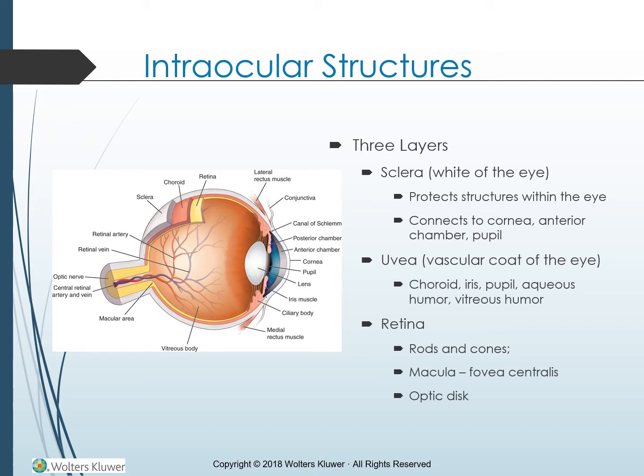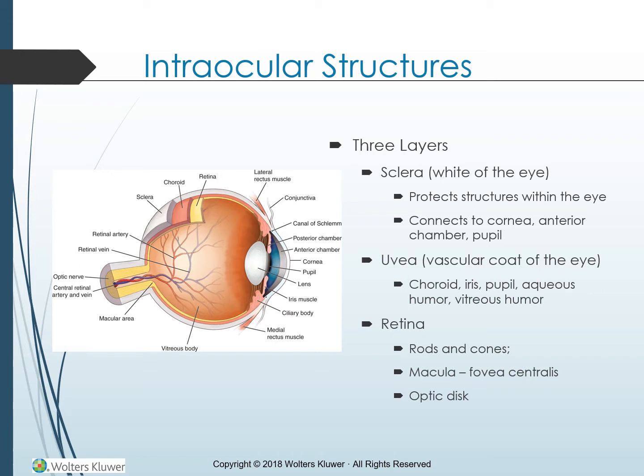Intraocular structures. 3 layers form the intraocular structures. The first layer is the sclera, S-C-L-E-R-A, commonly referred to as the white of the eye. It is composed of tough connective tissue. The sclera protects structures in the eye. It connects directly to the cornea, anterior chamber, iris, and pupil.